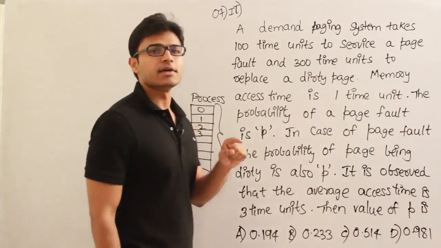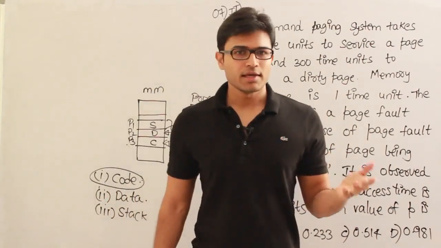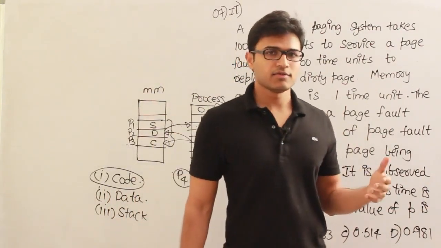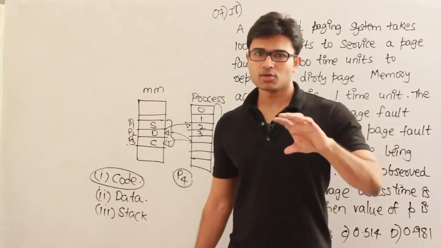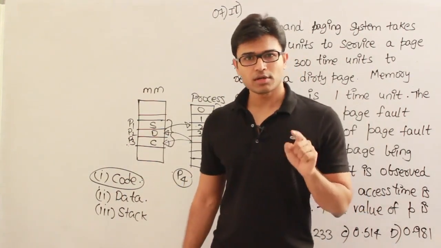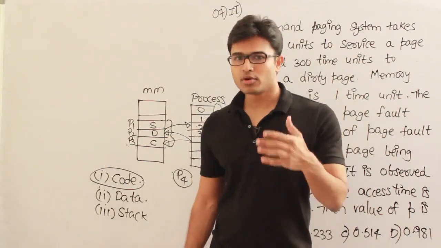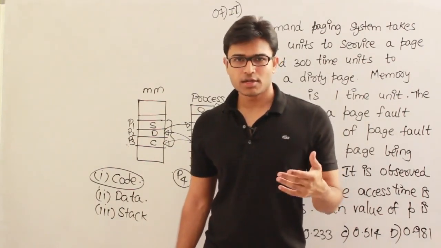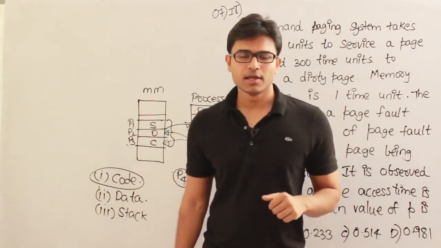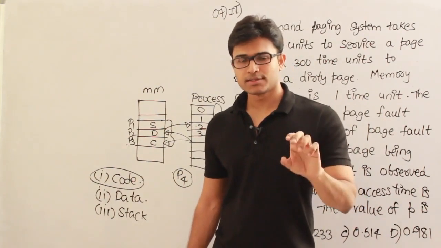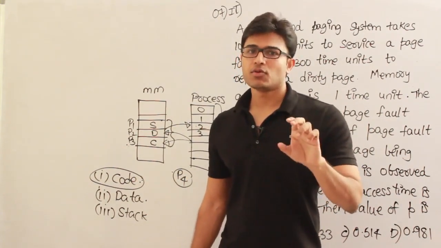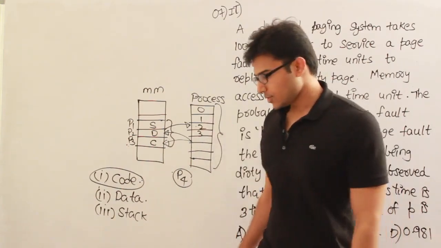So the dirty bit will say whether a page is modified or not. In case a page is dirty, which means it has been modified, then before you replace it, you write it back. So the page fault time is going to take more time if the page chosen to be replaced is dirty. Then the page fault time is going to increase, right? That is what they are saying.